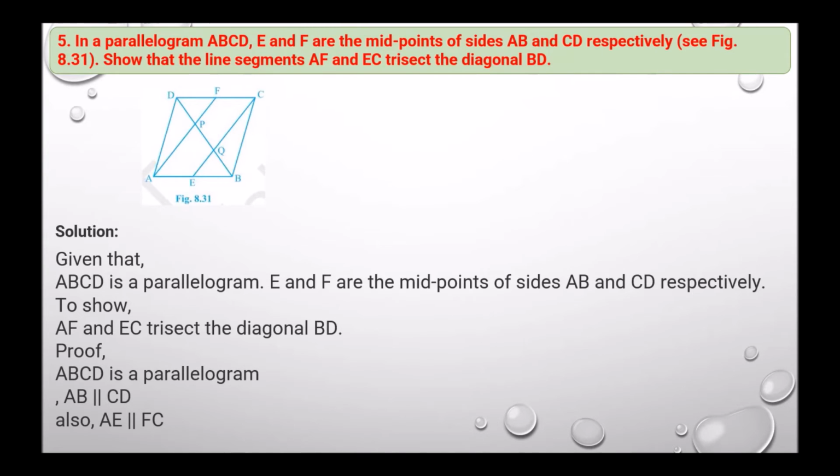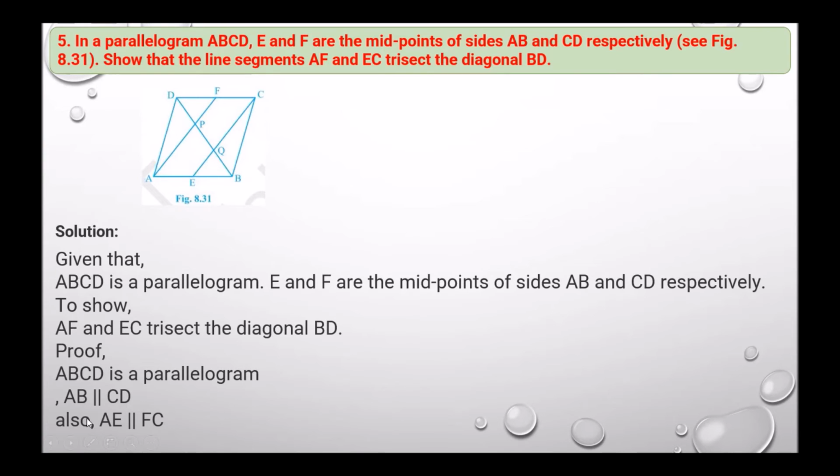In a parallelogram ABCD, E and F are the midpoints of sides AB and CD respectively. Show that line segments AF and EC trisect the diagonal BD. So it is given that ABCD is a parallelogram, and E and F are the midpoints of the sides AB and CD respectively. To show: AF and EC trisect the diagonal BD.